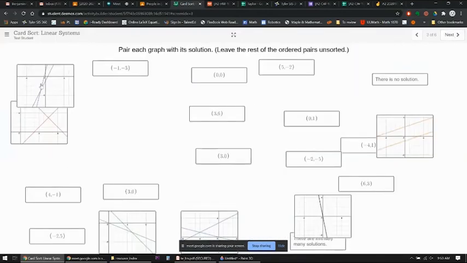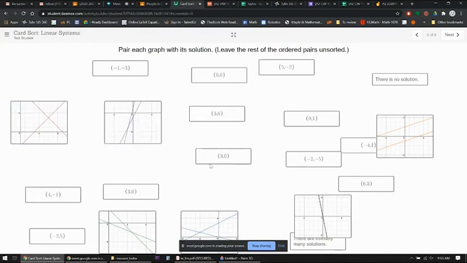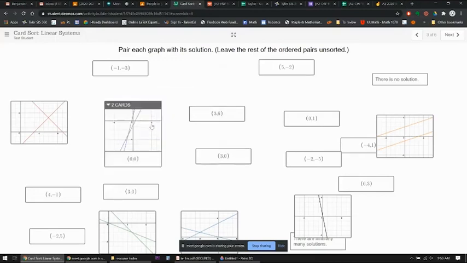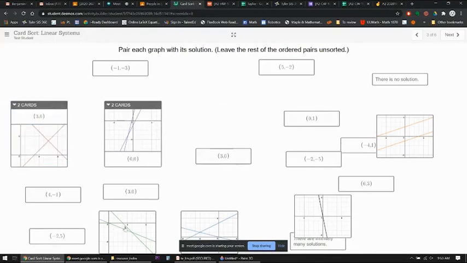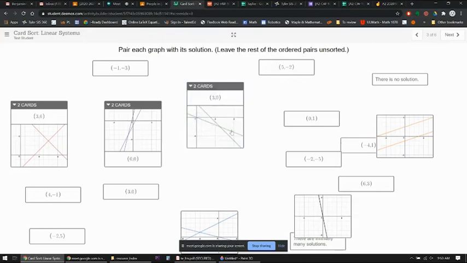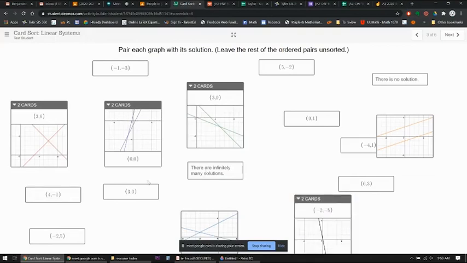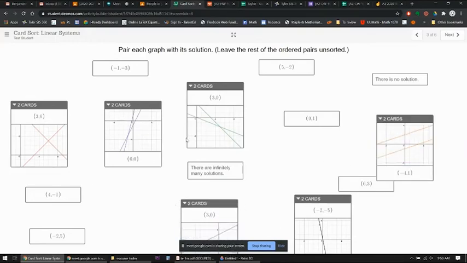Then it says pair each graph with its solution. Leave the rest of the ordered pairs unsorted. So when I'm asking you to pair, let's say here, the purple one crosses at 0, 0. You drag the solution onto it, and then it'll be paired up. So for these, you're just dragging them onto the graphs where they match. One thing, no solutions means the line never crosses. And then there should be one that says infinitely many solutions. That's where you have the same line. In order to be done with this page, every graph has to have something on it. And the rest are going to be answers that are floating around.